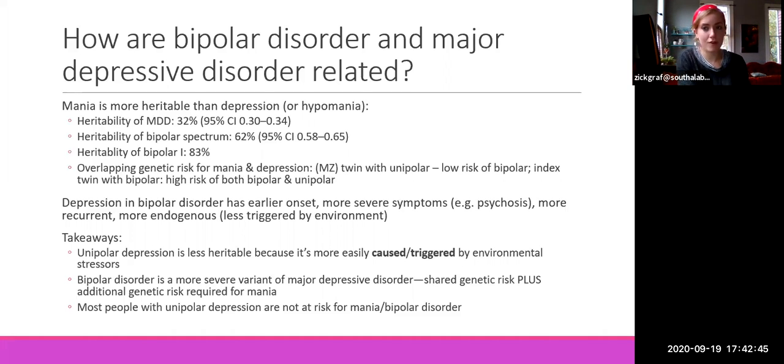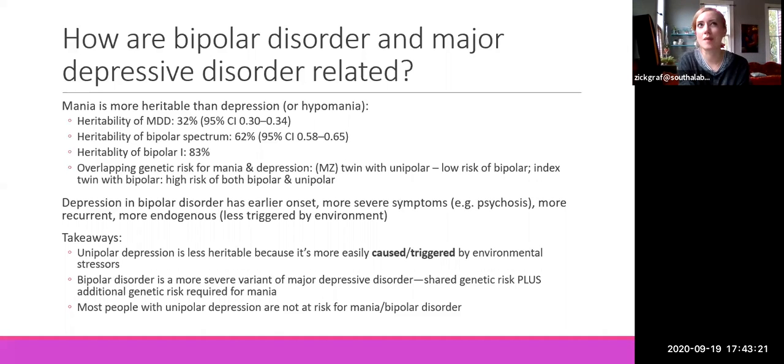Interestingly though, there's definitely overlapping risk for mania and depression on the mania side. So depression itself is not a risk factor for mania, but mania is a risk factor for depression. And when your identical twin has bipolar disorder, you're also at elevated risk for depression. But conversely, when your twin has unipolar disorder, you're not at elevated risk for mania. Another difference between the two, so heritability is one difference, with depression being much less heritable, but with overlapping heritable risk.